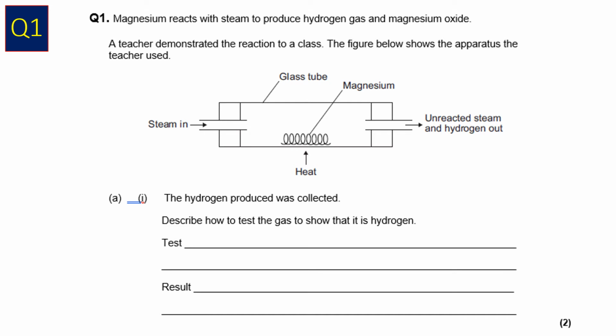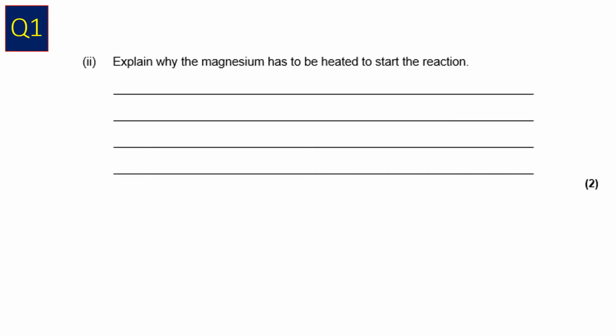So this is a squeaky pop test. You need to say that you hold a lit splint to the gas, or you ignite the gas, and it makes a pop or a little explosion. A lot of people will just say squeaky pop test, but they want the method, holding a lit splint, and they want the result, the squeaky pop.